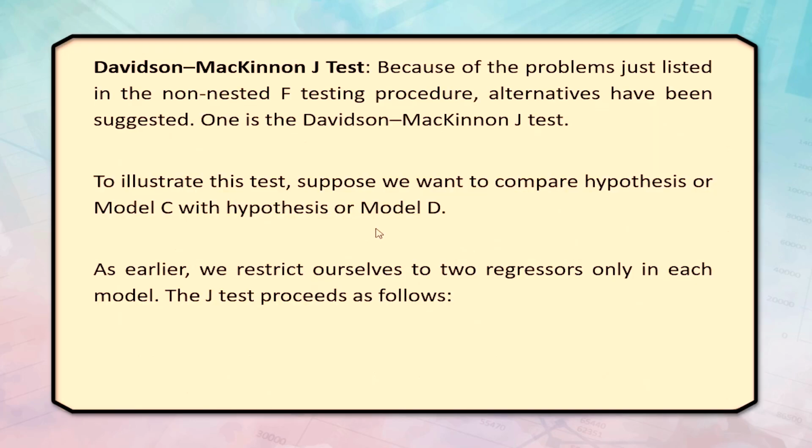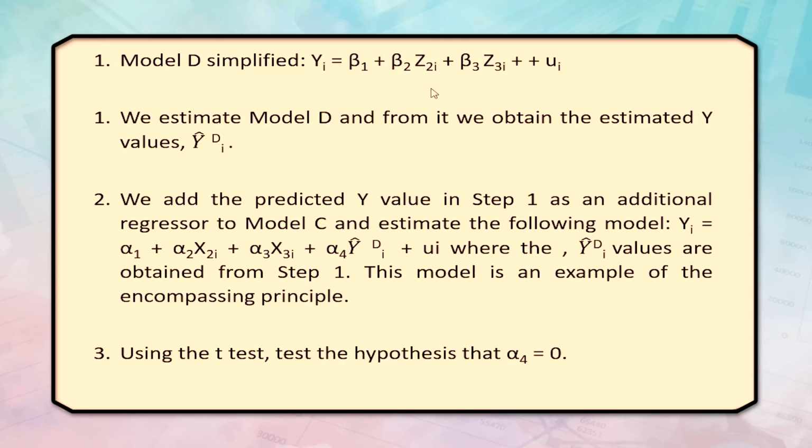So, we now take a look at another test which is called the Davidson-Mackinnon J test, which is now being illustrated. Suppose we want to compare the hypothesis for model C compared to model D. So, we again restrict ourselves to a simple case where model C and model D have only two regressors. So, say model D simplified has Z2 and Z3.